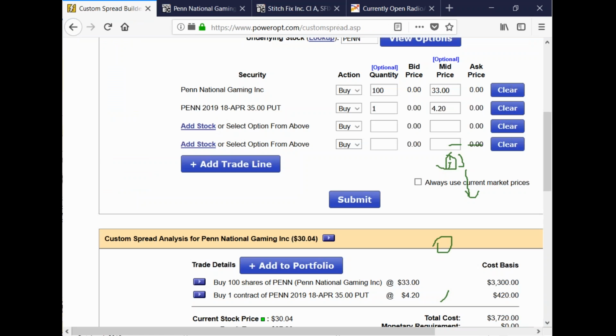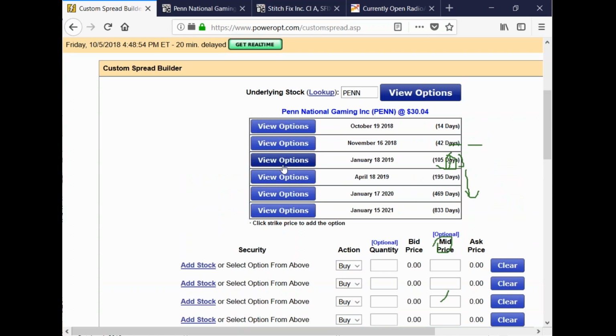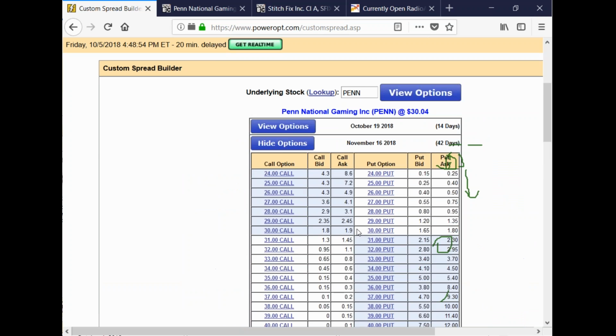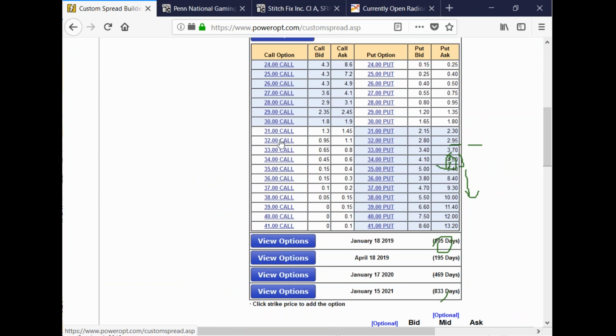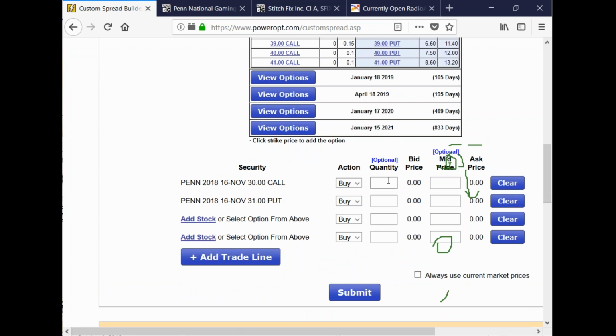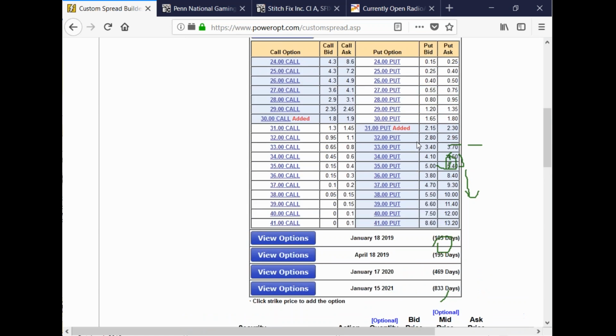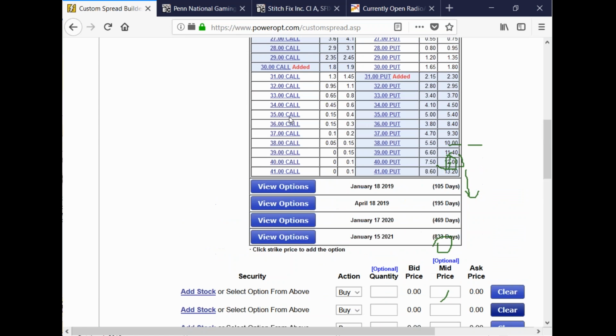What Sam might have done in this case, based on how he trades sometimes, and I don't know if Penn would have come up on his radar, is you would have had to go out to January. You might have gone November, Sam. But you might have gone out to January, and bought maybe the 32 call and the 32 put, or maybe the 33, 33. The prices would have been different.